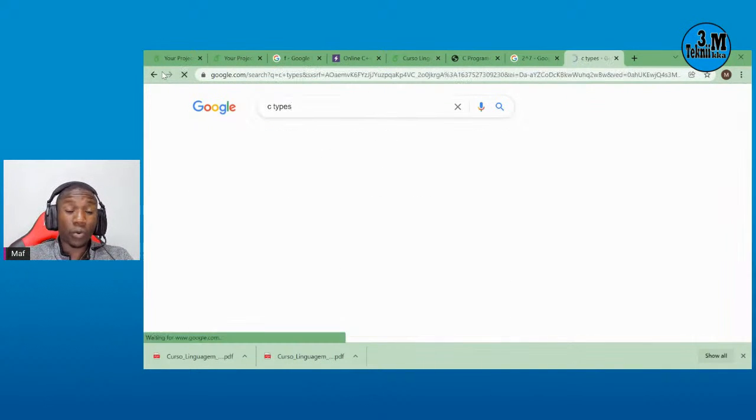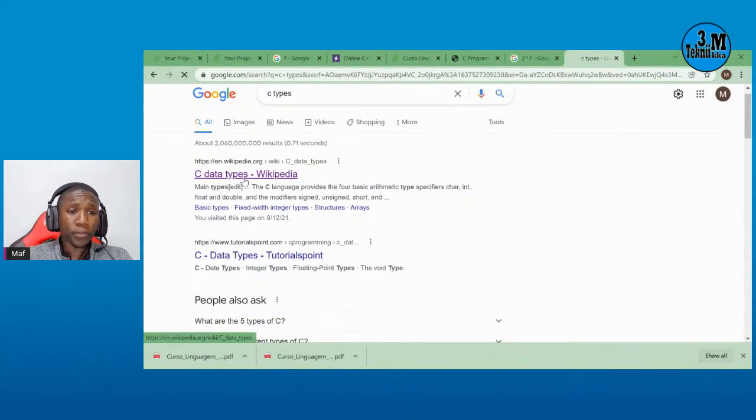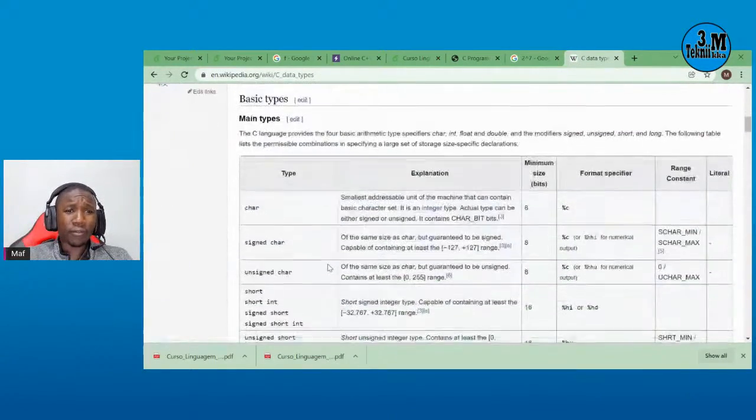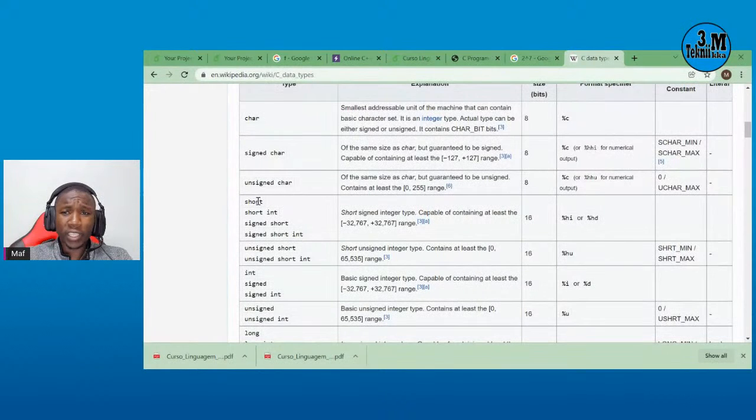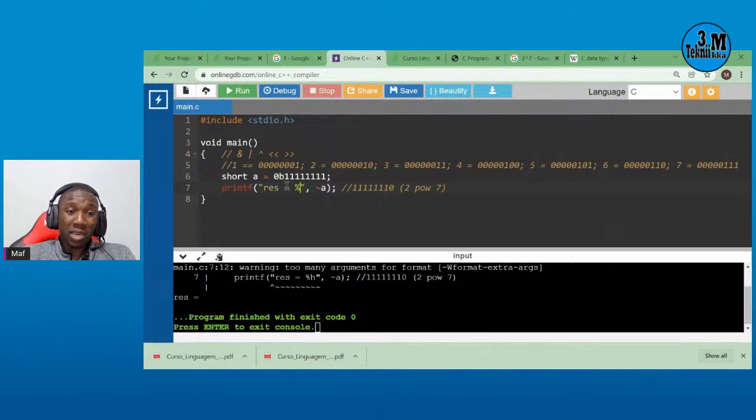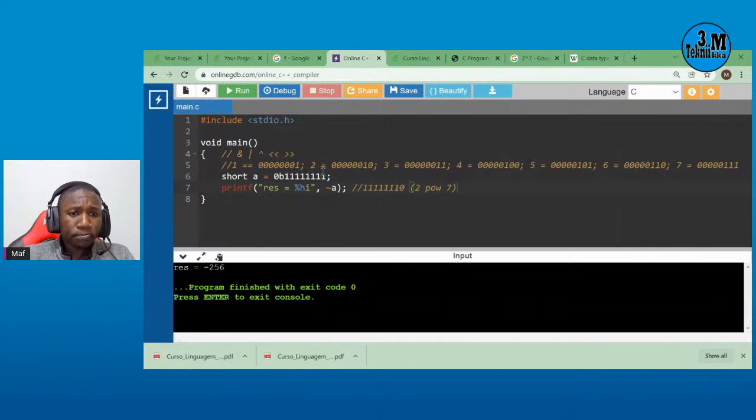Let's see the C types. I was looking for short. This is hi. Okay, I was using h, but I forgot to continue. This is h. Yeah, like this. Now we have a negative value. This is a short, and now we can have something like this. Okay, now that's fine.